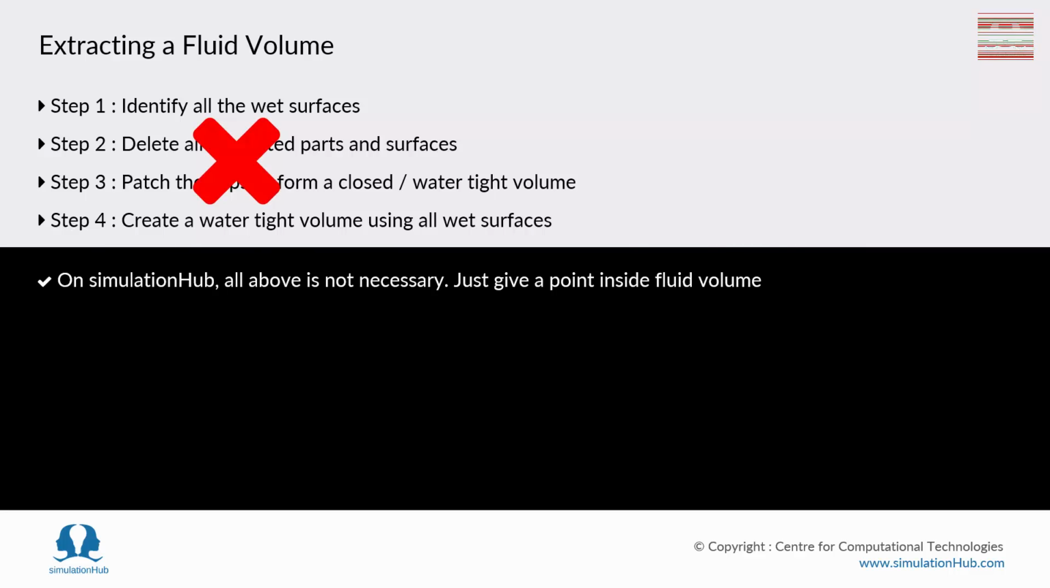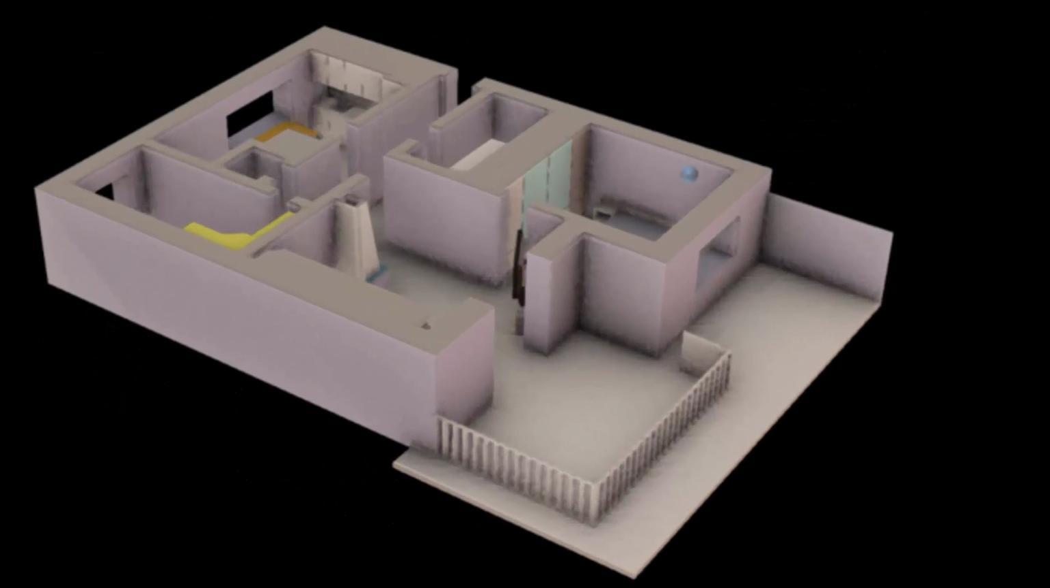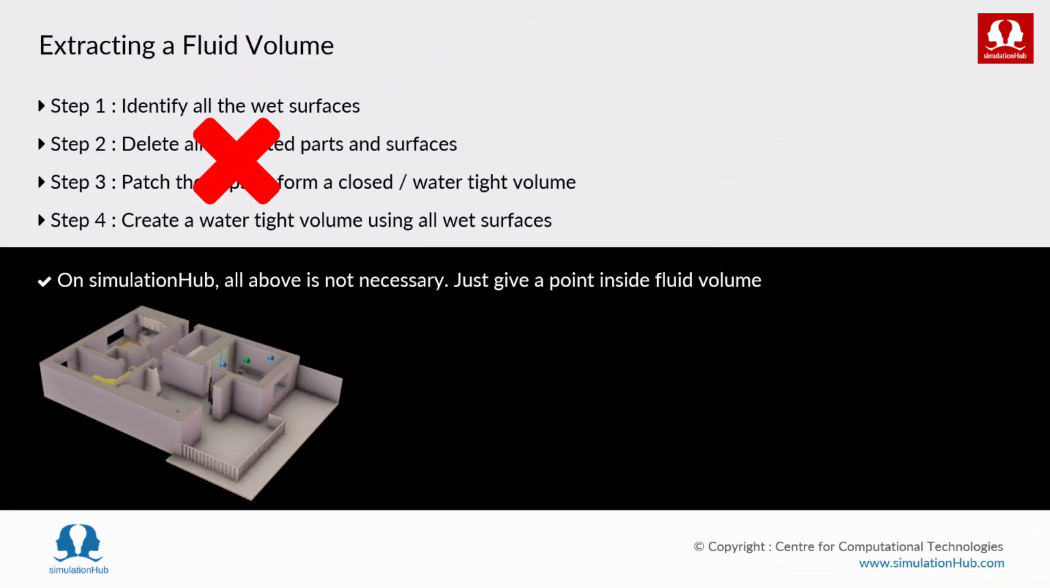In simulationHub, we need not carry out all these steps. What we need to give is just a point which is inside a fluid volume. For example, let's say I have a house model and I would like to do a flow analysis inside the house. I just need to select 2 points so that the center point of these 2 points is inside the fluid domain. And that's it. This is the information that you need to pass to simulationHub.